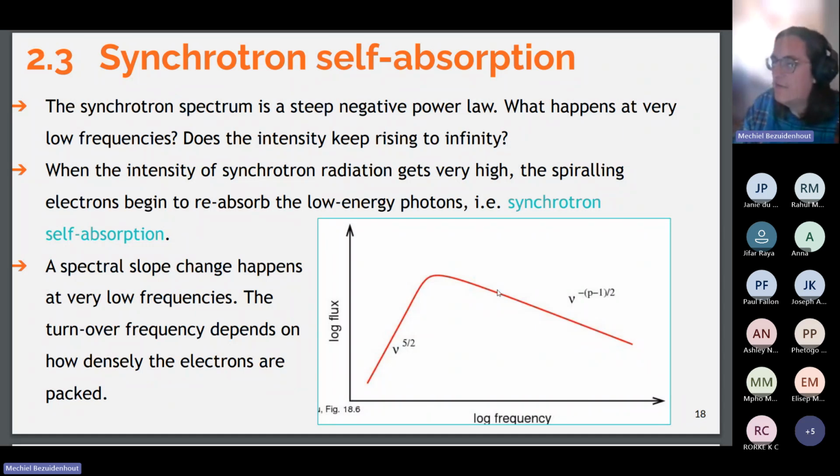Now, the exact frequency where this turnover happens depends on the optical depth. So in large part, it depends on how densely the electrons are packed together. If you have a compact object, like a neutron star or active galactic nuclei, producing this radiation, the electrons are packed quite closely together, right? And that means that the turnover frequency can happen at quite high frequencies. So studying where this turnover happens can already tell you a lot about the environment where this radiation is occurring.